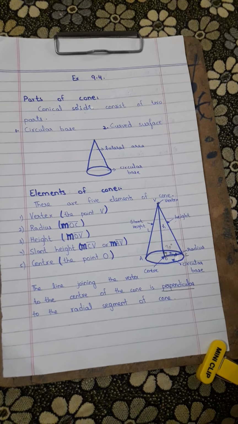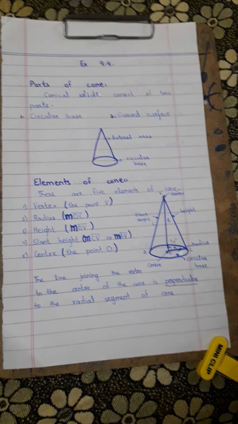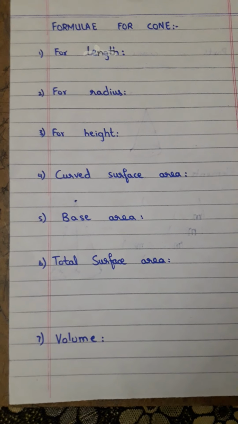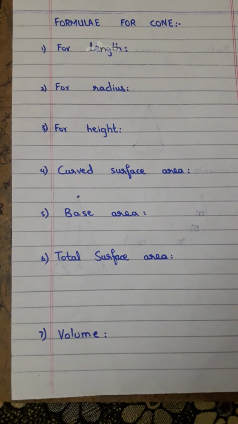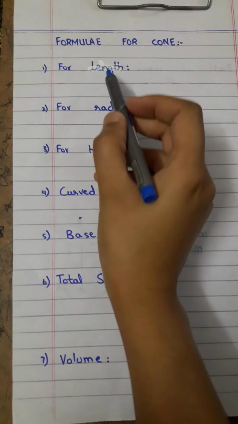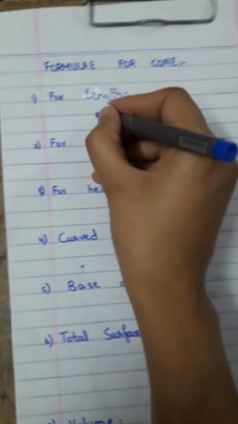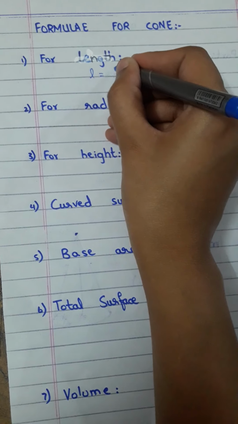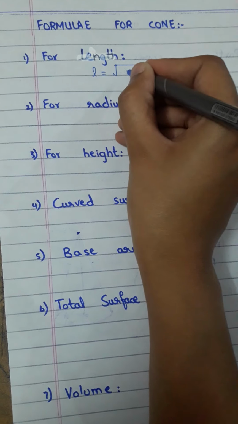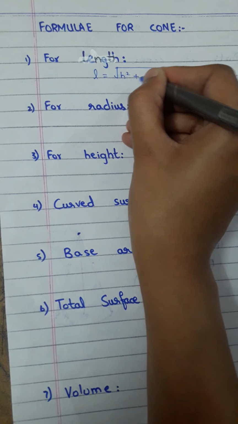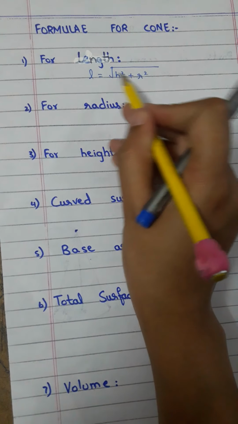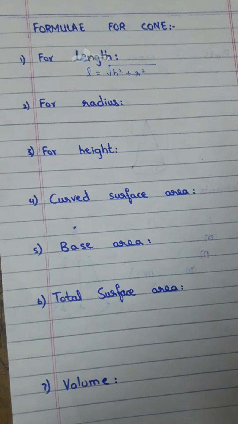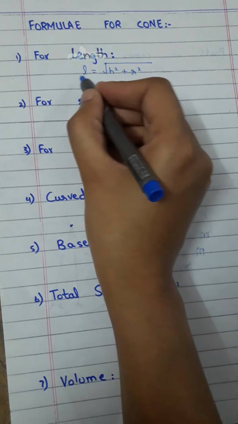Now we are starting our exercise 9.4, question number 1. Before starting our exercise 9.4, we are discussing some formula for the cone. If you want to find the length, the formula is L is equal to the square root of H square plus R square. Now by using this formula, if you find a length, then you are using this formula.